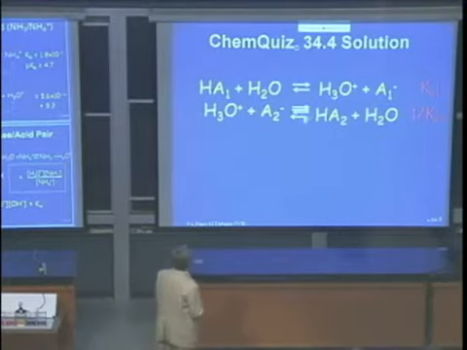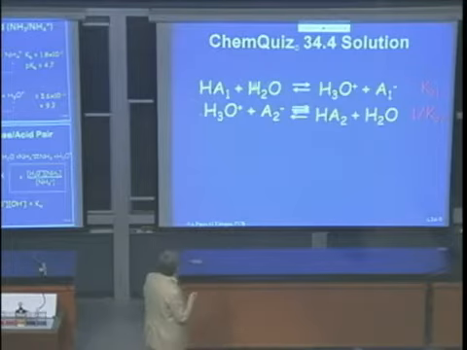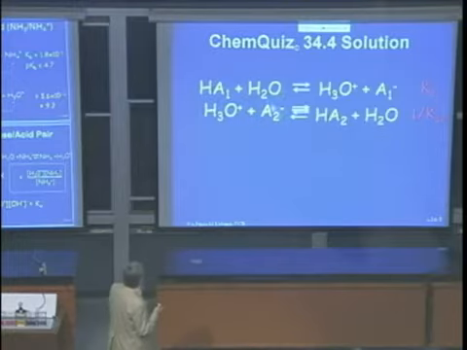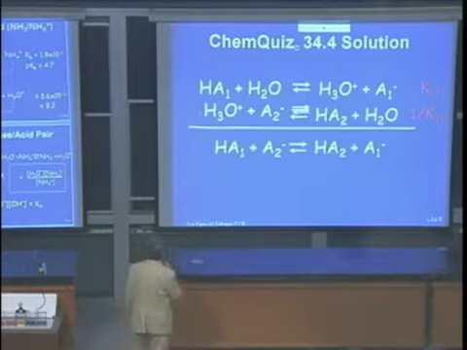So now, forget these arrows. So this is HA1 plus A2 minus, and this one here cancels against this one, and this one cancels against this one, so it's HA1 plus A2 minus gives HA2 plus A1 minus. So now we add it up.